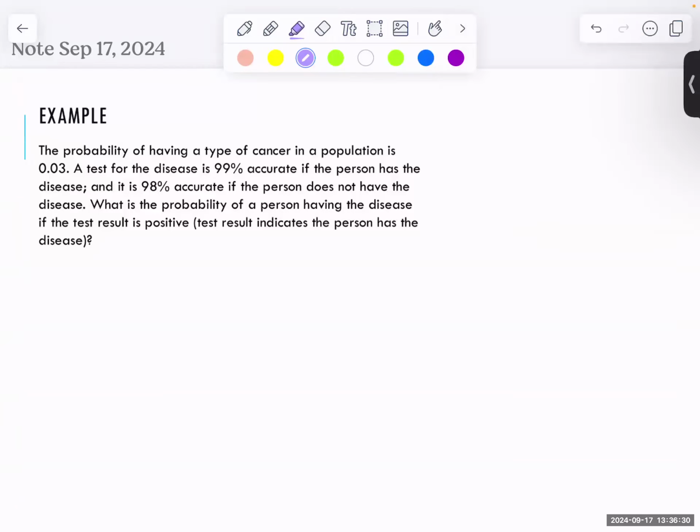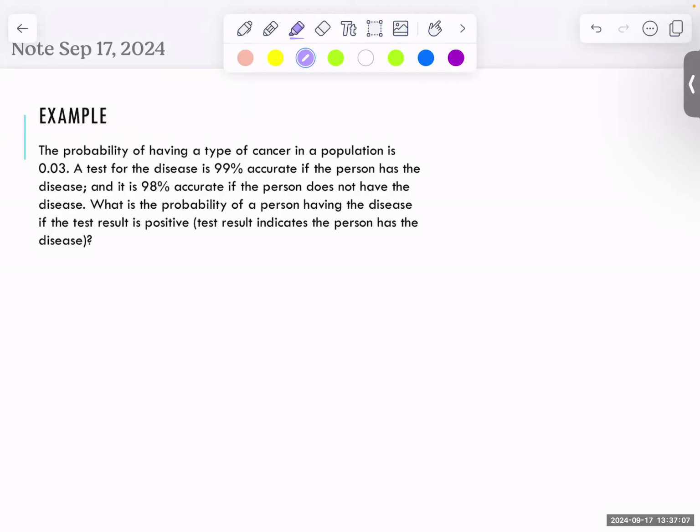All right. The probability of having a type of cancer in a population is 0.03. A test for the disease is 99% accurate if the person has the disease, and it's 98% accurate if the person does not have the disease. What is the probability of a person having the disease if the test result is positive? The test result indicates that the person actually has the disease.